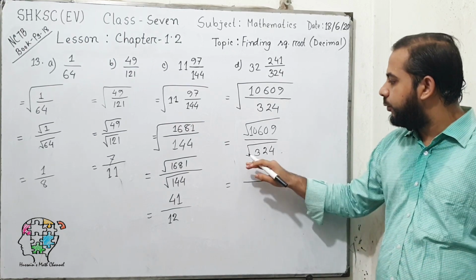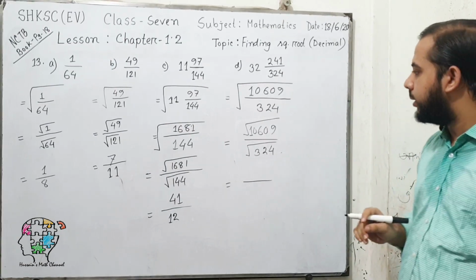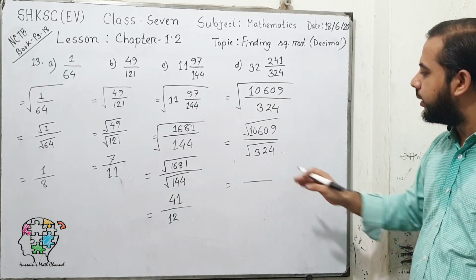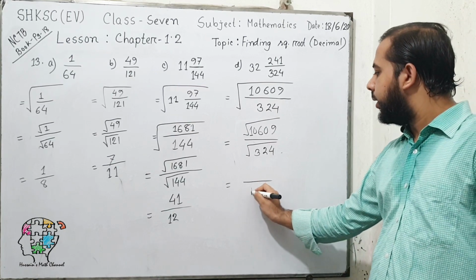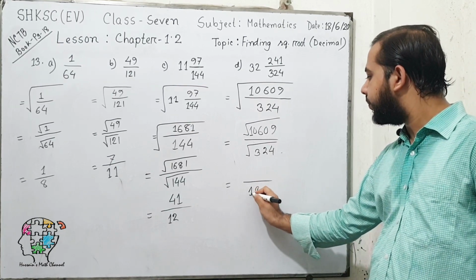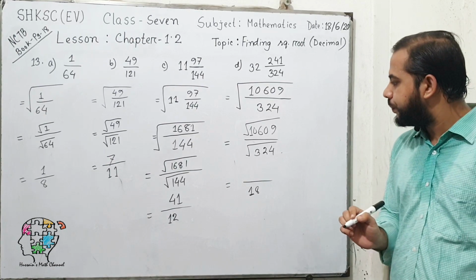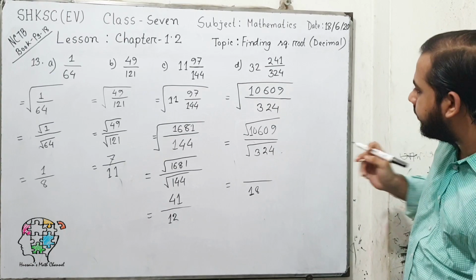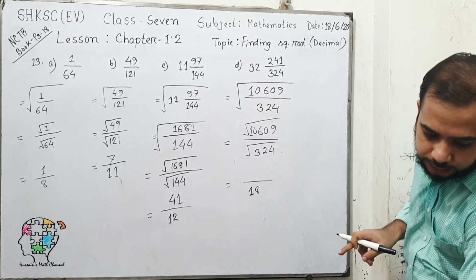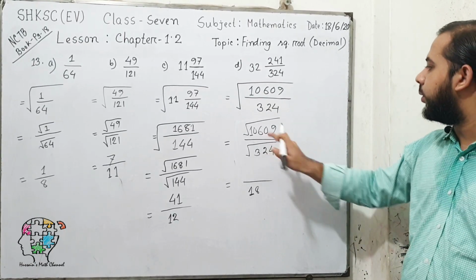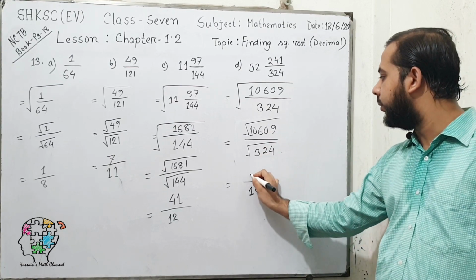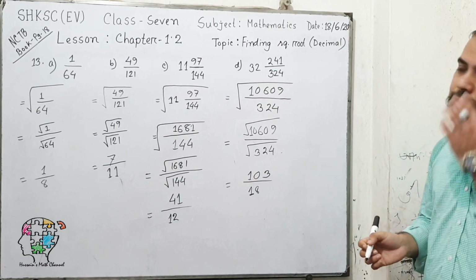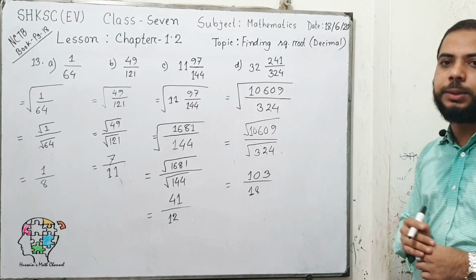So if you do rough work here, you can easily get it. If you practice, you can find the square root of 324 as 18, and the square root of 10,609 will be 103. So this will be the answer. If the question asks you to find the decimal form, then you have to divide it.